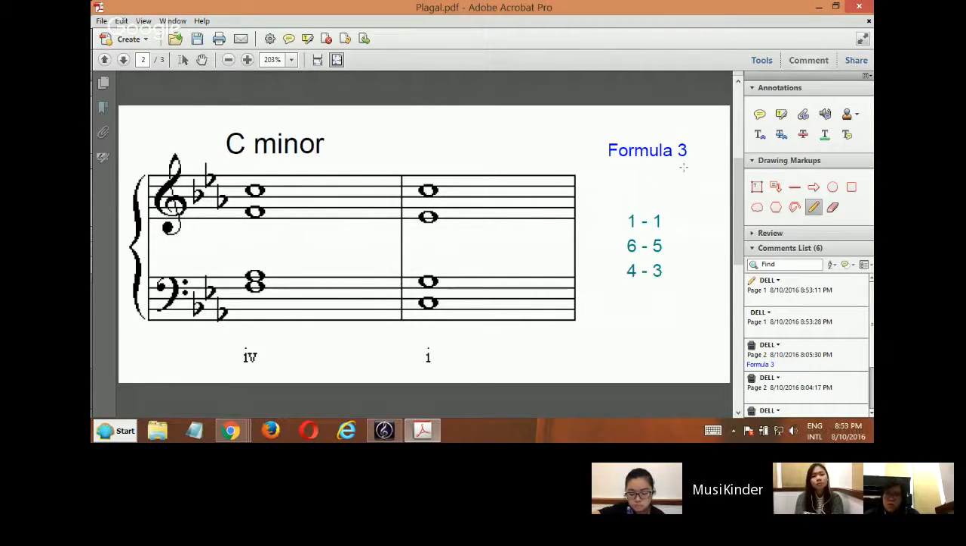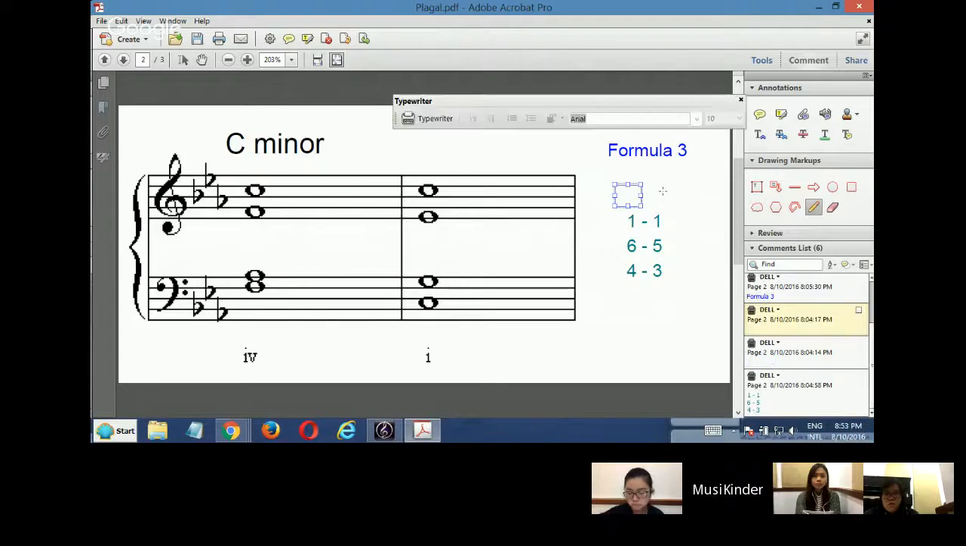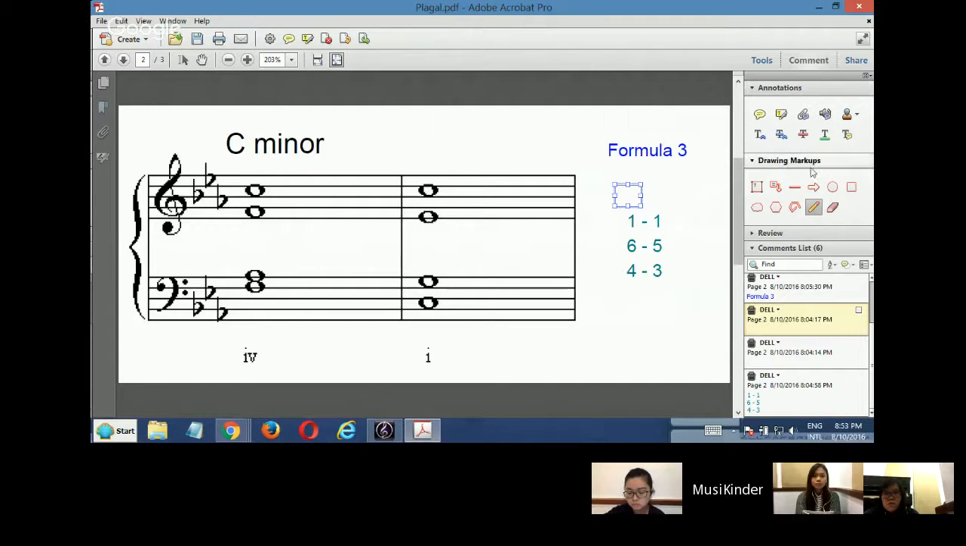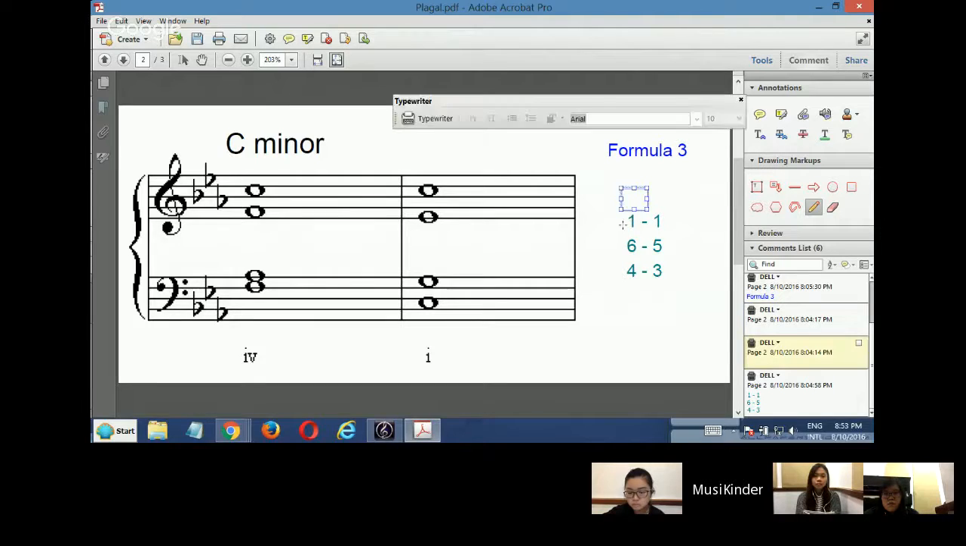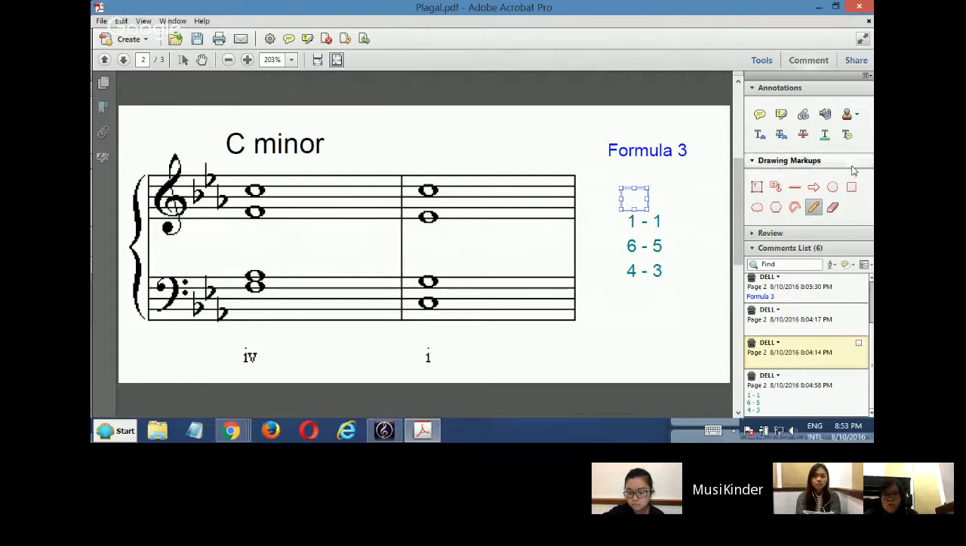Now we can see that the formula for the Plagal cadence begins with Do, Do, right at the top. Do, Do. And then we have the La, So, Fa, Mi.